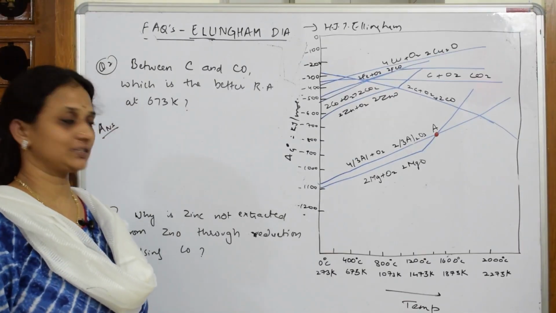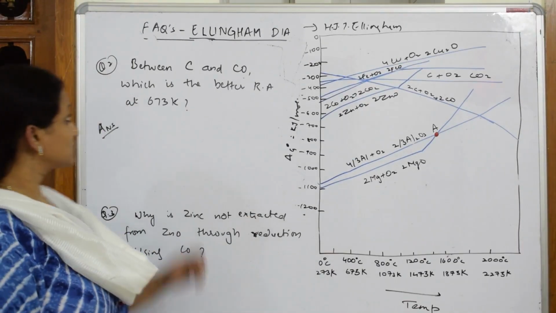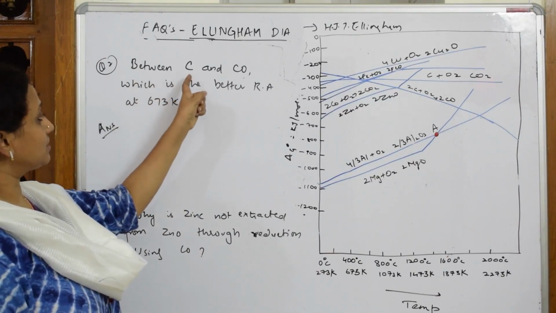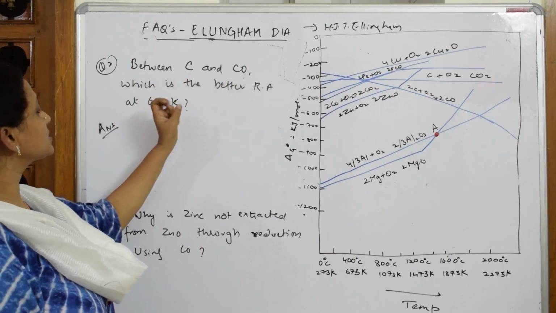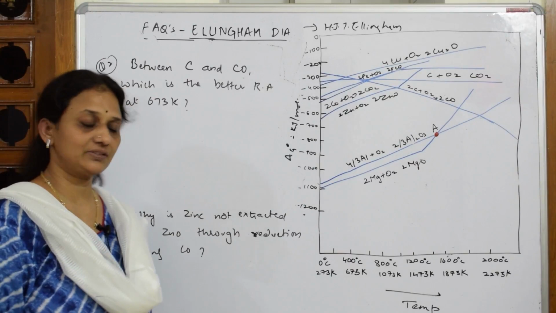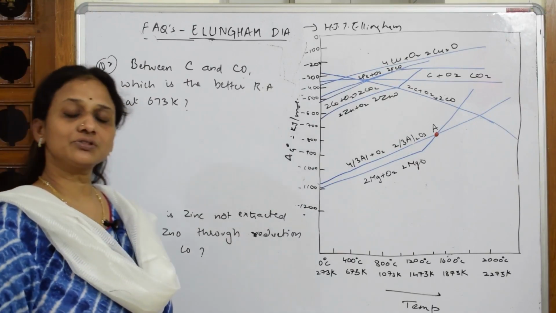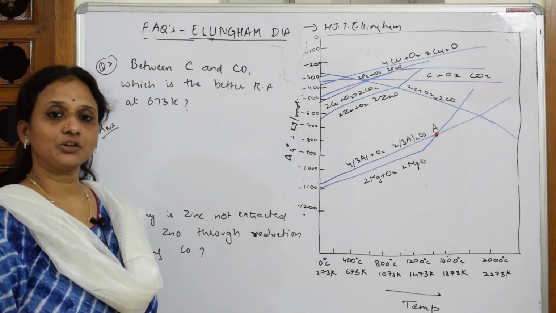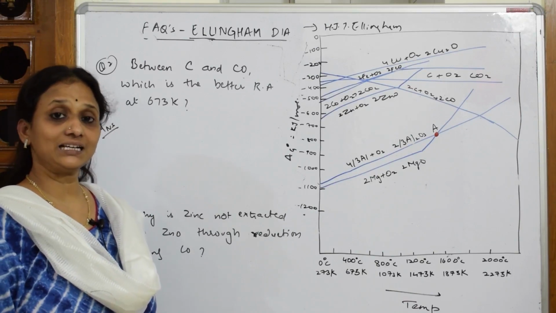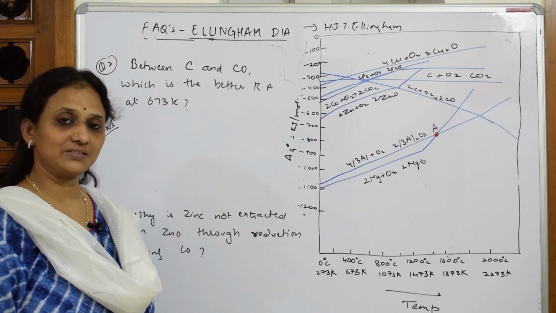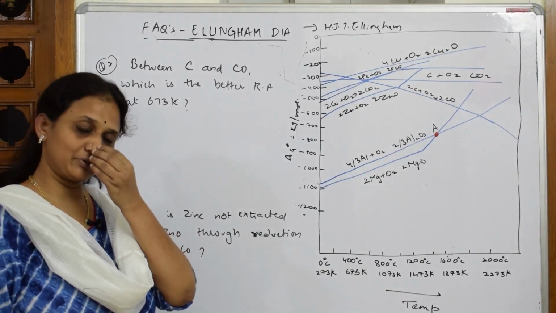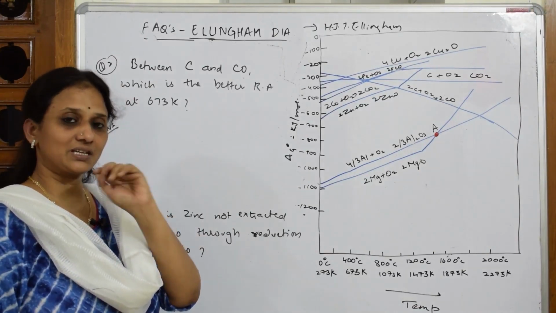See one more question. We're gradually going into the graph now. So what is this question? Between carbon, that is coke, and carbon monoxide, which is the better reducing agent at 673 Kelvin? As I said, we are going to calculate using the Ellingham diagram based on delta G naught value. Please check, maybe I've written G in some slides. I'm sorry for that.